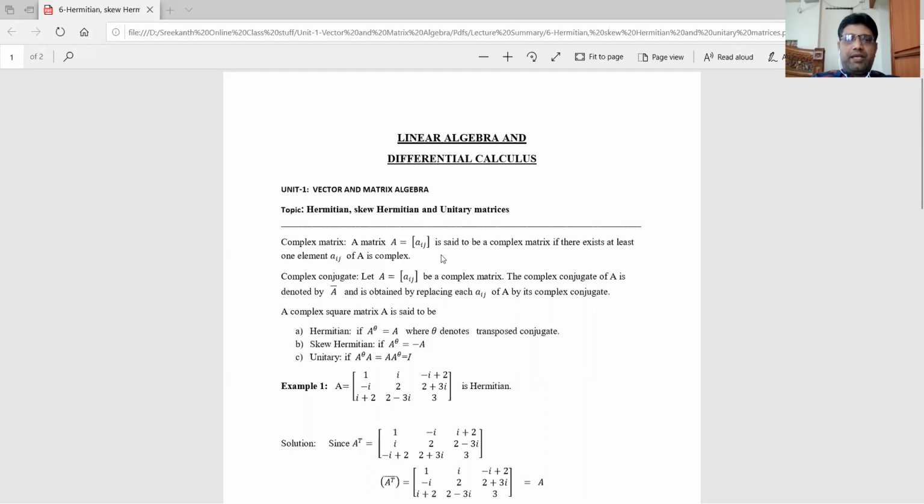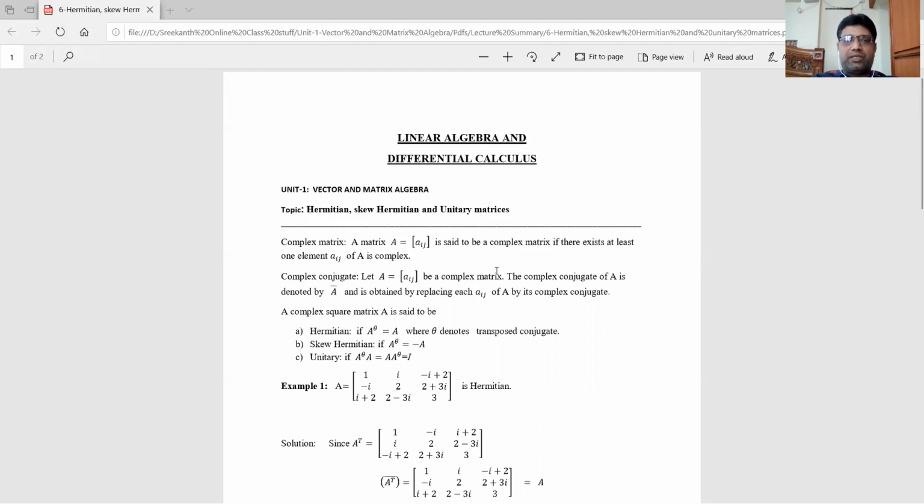A matrix Aij is said to be a complex matrix if there exists at least one element Aij of A that is complex. That means in this matrix, if you are able to find at least one entry as a complex number, then we can declare that that matrix is a complex matrix.